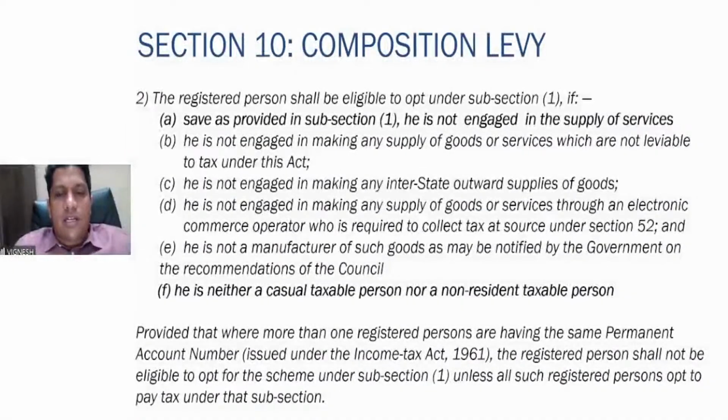Provided where more than one registered person has the same PAN number, the registered persons shall not be eligible unless all registered persons opt to pay tax under that subsection. Now I have a business in the state of Telangana, and another business in the state of Karnataka. Both have the same PAN number. Now I cannot opt for a composition scheme in Hyderabad and say I'll pay under the regular scheme in Karnataka. If you have two places of business with the same PAN number, then all of them should go for that subsection, but these restrictions will be there. I hope this is clear.